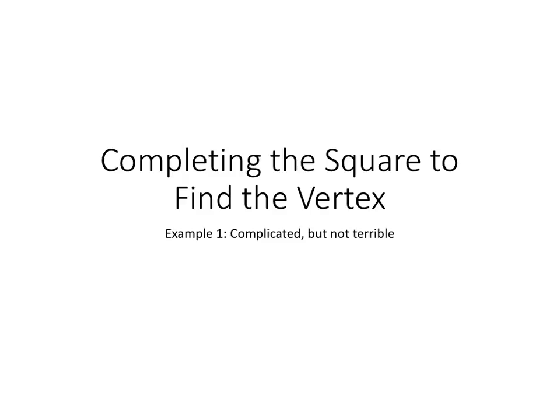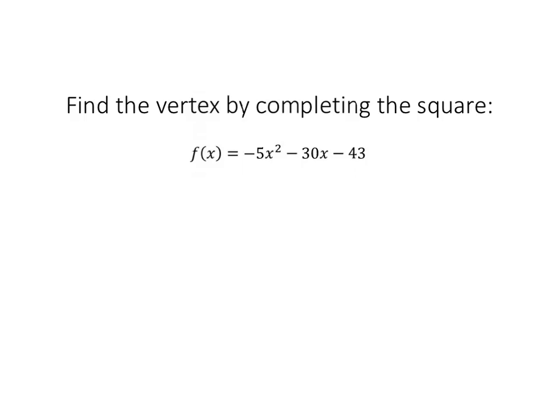This first example is going to be complicated but not terrible. Complicated because it has all of the steps, but you'll see why it's not terrible when you notice some later ones that we're going to do. We're going to take the standard form equation f of x equals negative 5x squared minus 30x minus 43, and we're going to complete the square on it to turn it into its vertex form.